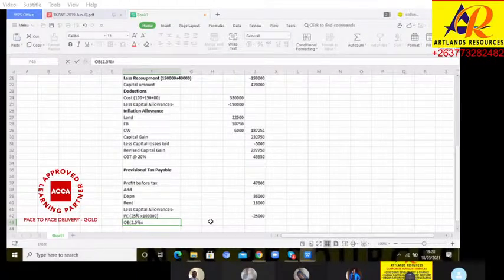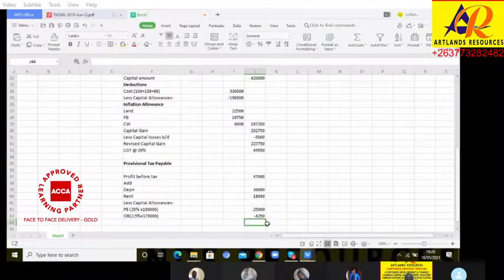2.5% times 1/7 for the commercial building, which equals minus 2.5% multiplied by 1/7.